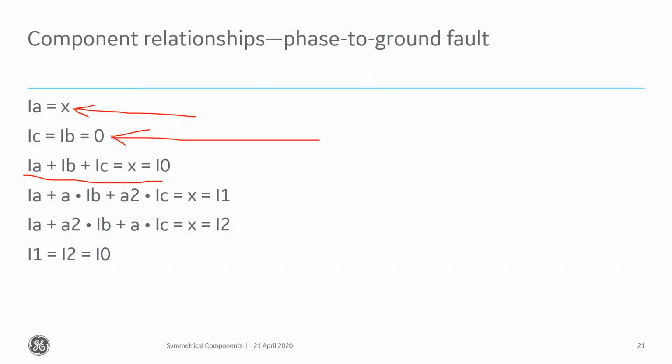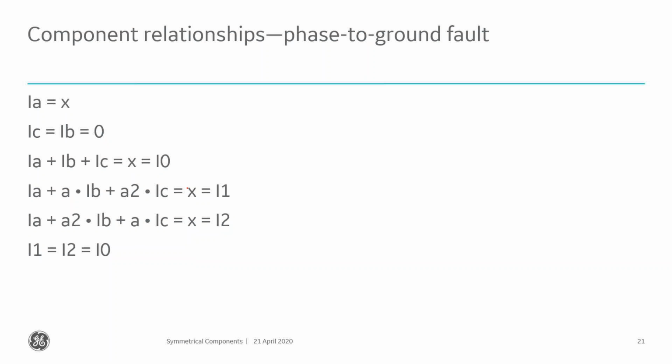So if we calculate the sequence quantities, let's sum those three together for zero sequence. Then we calculate positive sequence and negative sequence quantities. Well, IB and IC are zero, so that means each is equal to IA, which means that I0 equals I2 equals I1. So the sequence currents I2, I1, and I0 are all equal magnitude, and they're all in phase with each other.